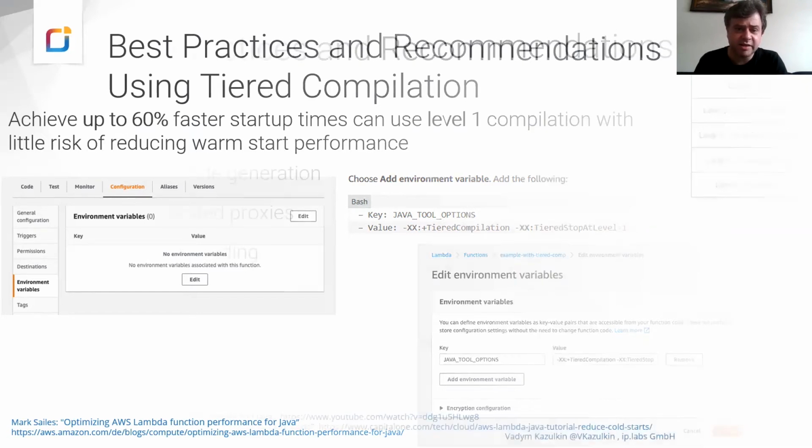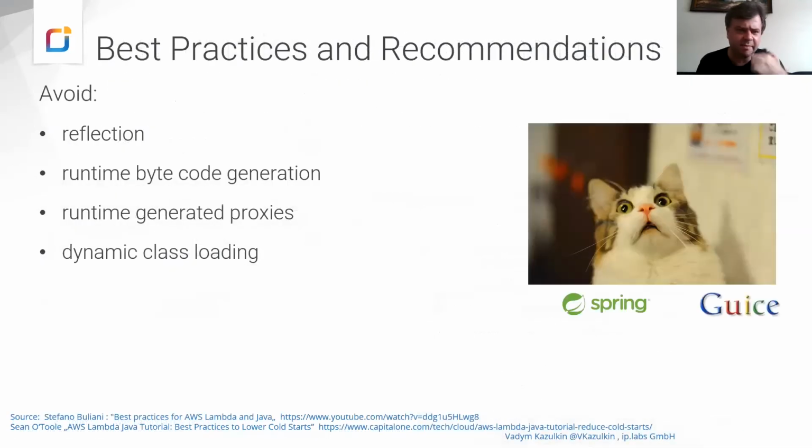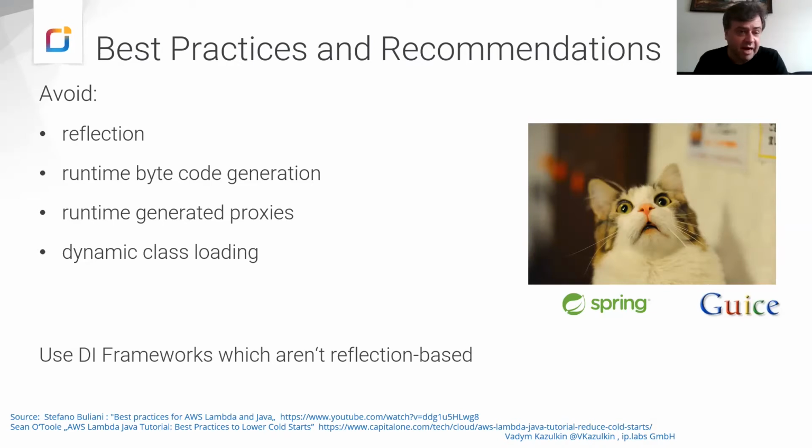But generally, best practice will be to avoid reflection, runtime bytecode generation, proxies, dynamic loading, and so on. All that stuff takes time, takes memory, takes CPU. And of course, for example, a Spring developer or Guice developer will say, how can I do this? Because this is how the frameworks are currently implemented. They are not for the serverless world. So we will look into the other frameworks, but generally reflection-based frameworks should be avoided.